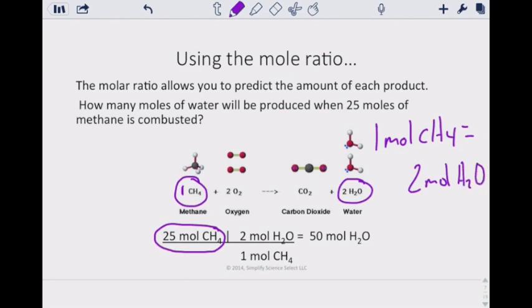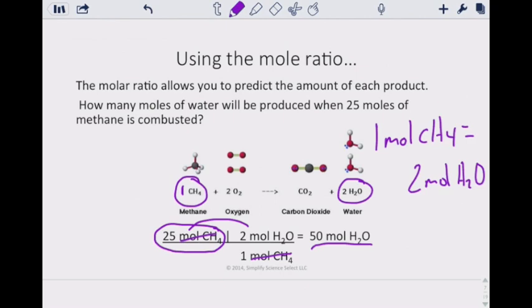And this gives us a ratio. It gives us a statement of equality that we can use in dimensional analysis. And we set it up where the units cancel, the moles of methane will cancel. We're left with the moles of water. And then we just multiply the top. 25 times 2 will give us 50. And that's what the mole ratio allows us to do.